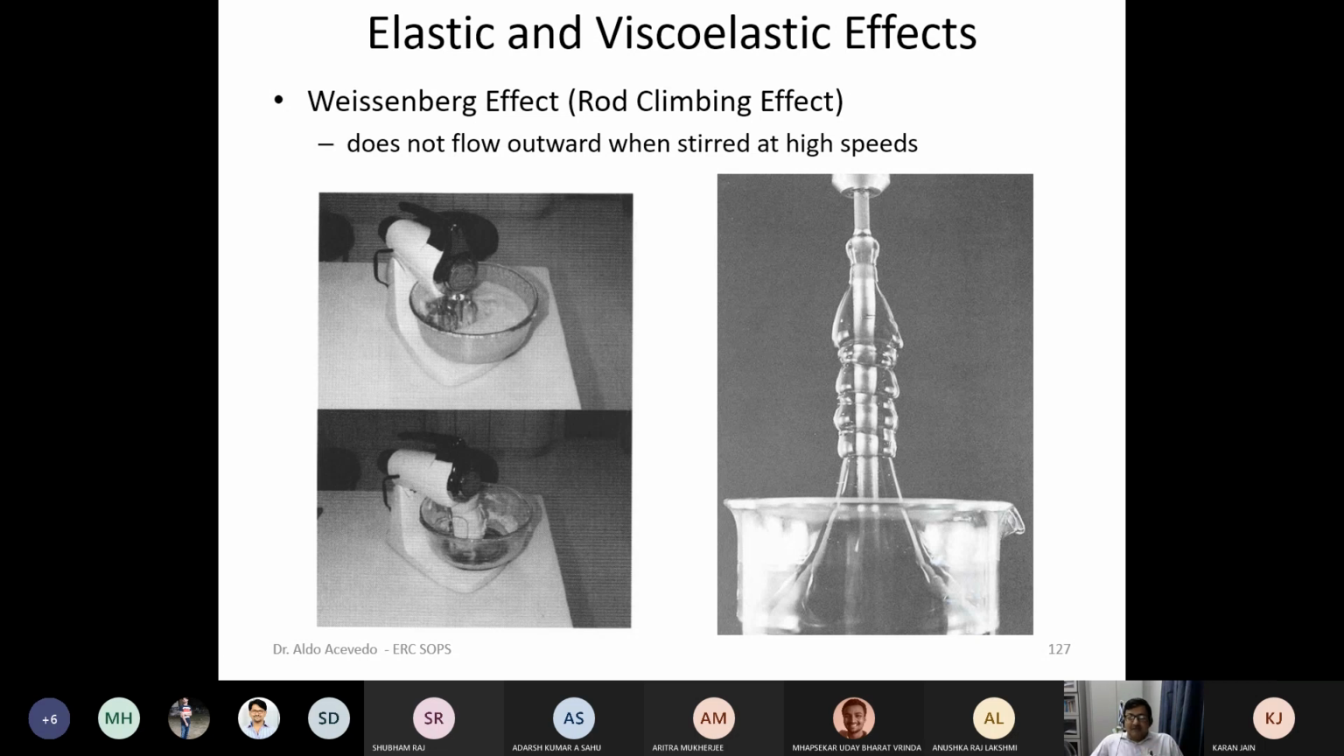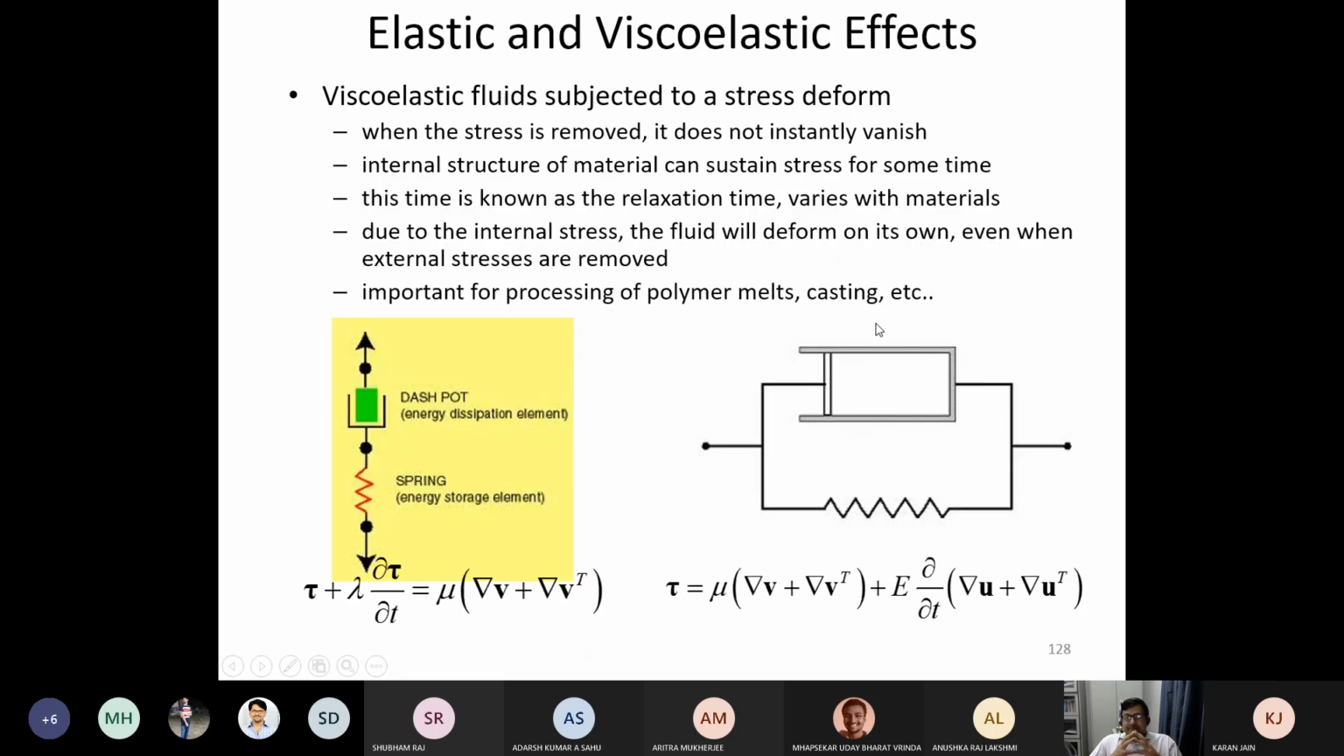However, some fluids, if you just rotate like this, these fluids will climb up like this. This is called the Weissenberg effect or rod climbing effect, right? Where, if you are having a Maxwell's fluid, which is rotating at a very high speed, it will allow the fluid to climb, right?